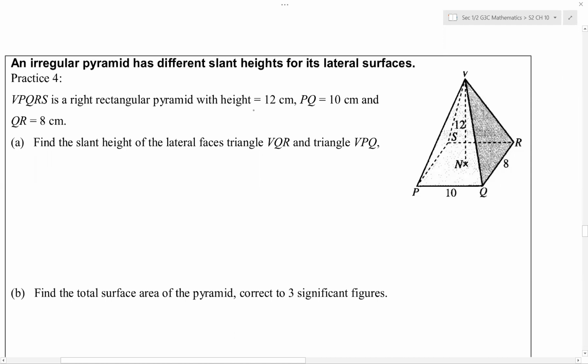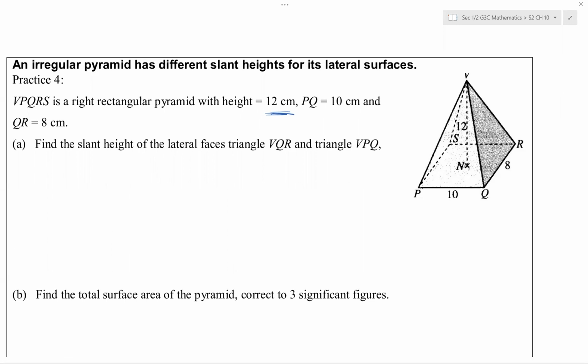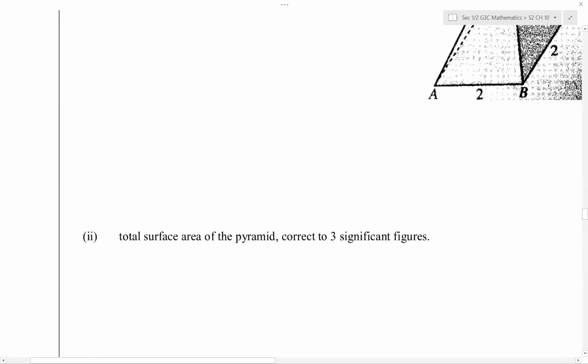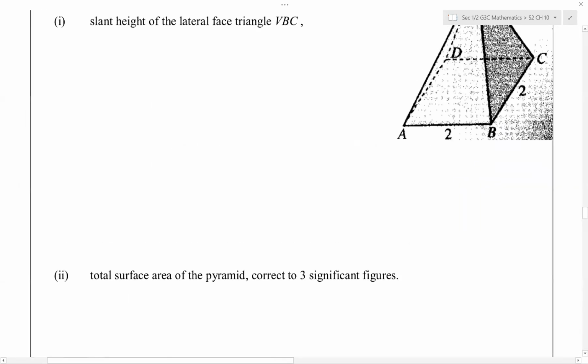They tell you that the height of the pyramid is 12 cm. This refers to the perpendicular height. Yes? Is that a different question? Oh, why always like that? Oh, wait, this one. Oh, sorry, my fault. I went to the wrong question.